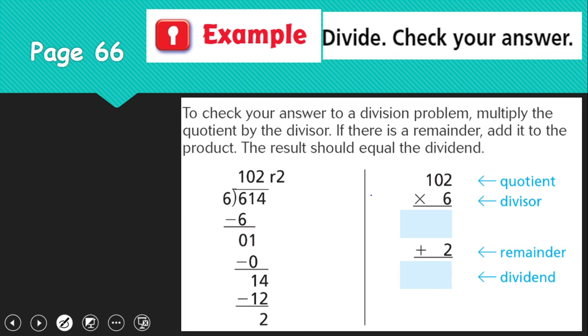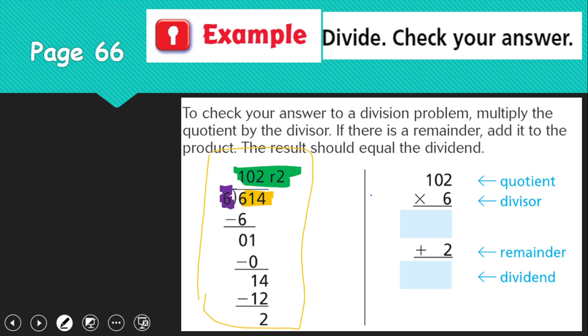So here is the long division problem that we have right here. I'm going to highlight the different parts. We're going to highlight my quotient in green, my dividend in orange, and then my divisor in purple. All right, so it's telling you to multiply your quotient times your divisor.